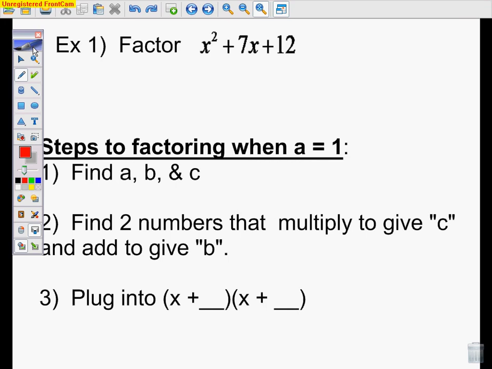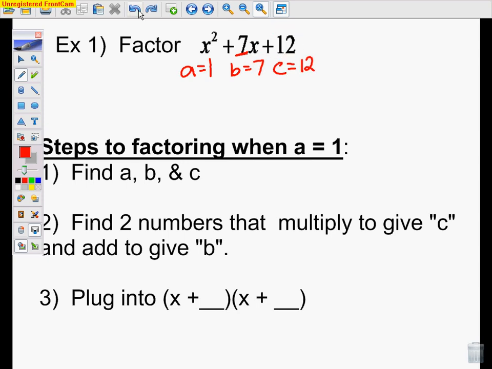Now, here, we're dealing with a quadratic expression. In a quadratic expression, a is always going to be the coefficient on the x squared. And what is the coefficient on the x squared? Well, it's a 1. The number in front of that is 1. So a is 1 here. B is always going to be the coefficient on the x. So here b is 7. And c is always going to be the constant. And here the constant is positive 12.